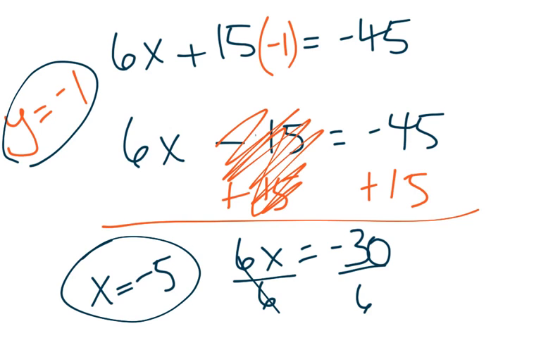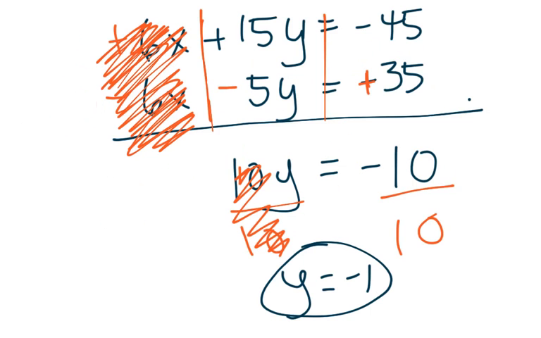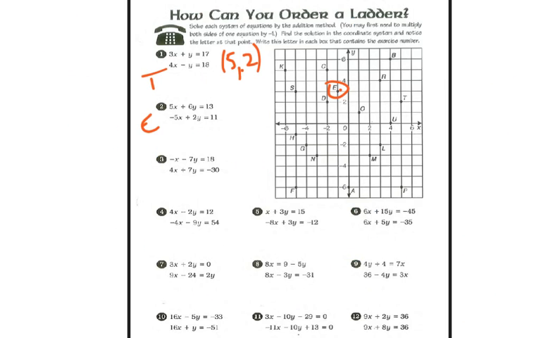So we have our coordinate point. I'm running out of room here, so I'm just going to erase some of it. Our coordinate point is -5, -1. And let's look back on the sheet and find out where that is. So -5, -1. Okay, if I come over 5 and down 1, it looks like it's H.